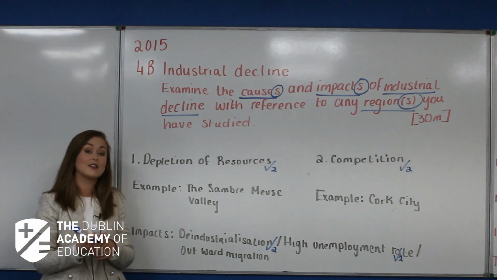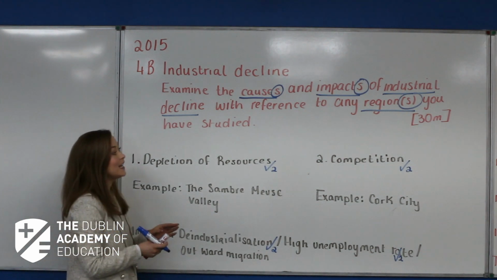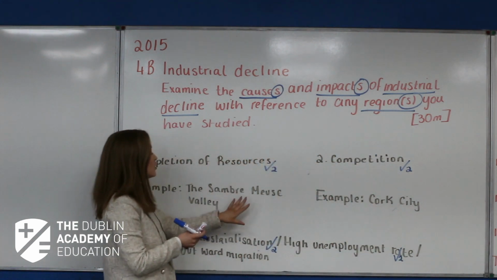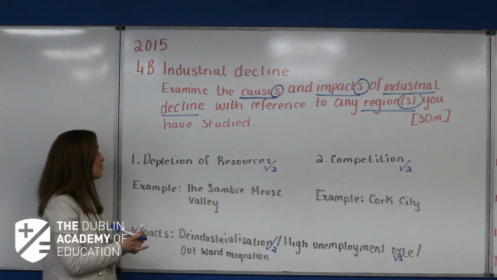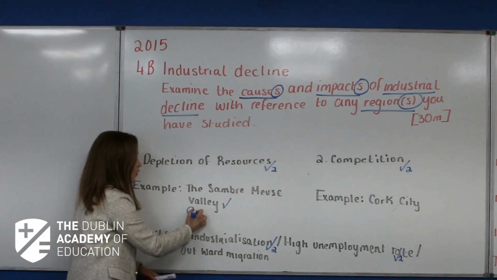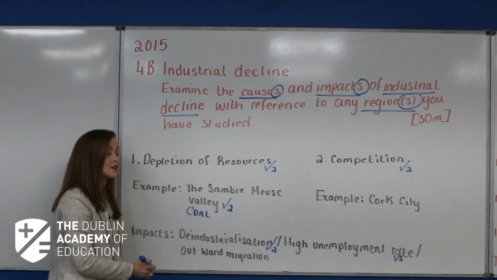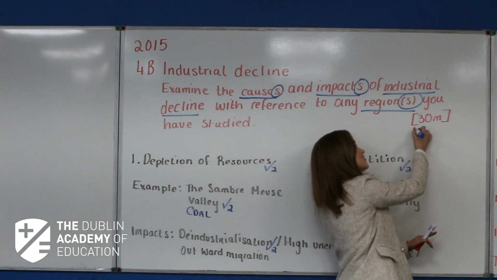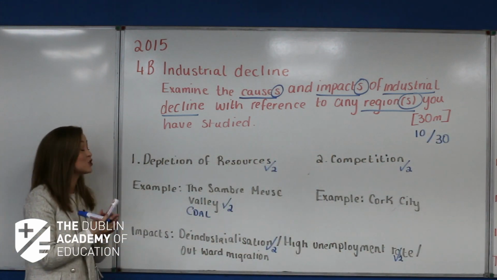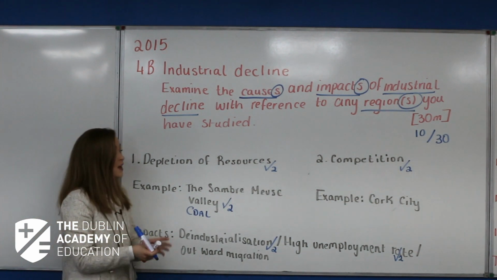Now, another thing that they'll jot down on the marking scheme is that they're also looking for an example. Here they give you the option of region or regions, so we're going with regions at the moment. So on the 2015 marking scheme, for naming a region of industrial decline, here we're looking at coal in the Sambre Meuse Valley, you got another 2 marks. Now, straight away, that's 10 marks out of 30 marks, really for taking about 2 minutes in your exam and writing down the structure of your essay.